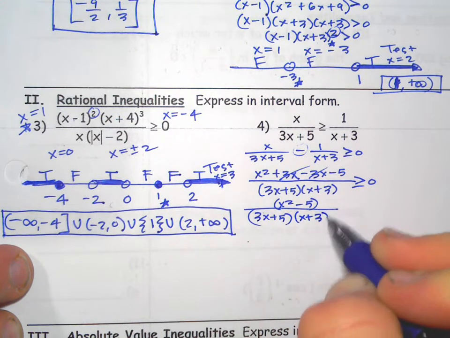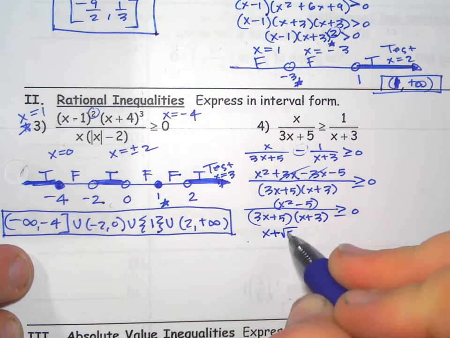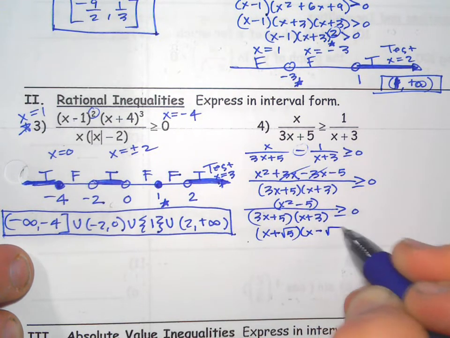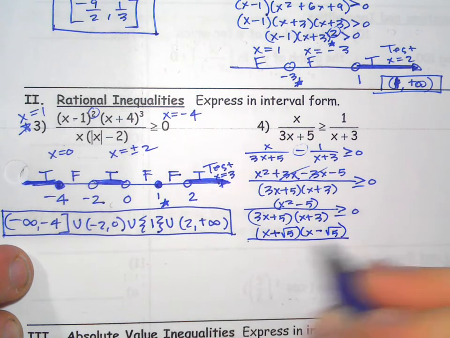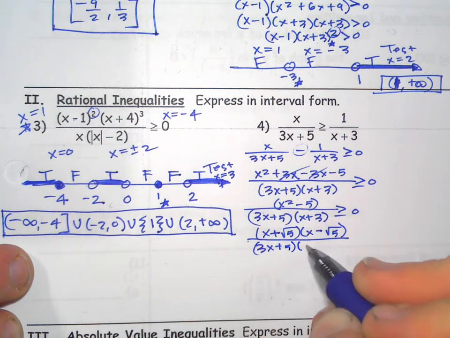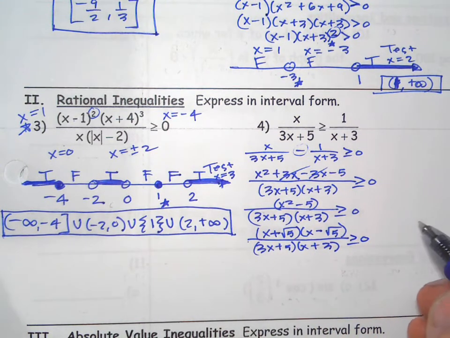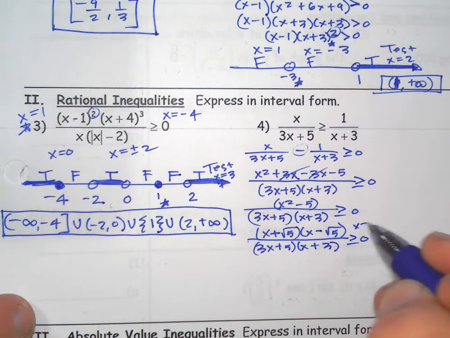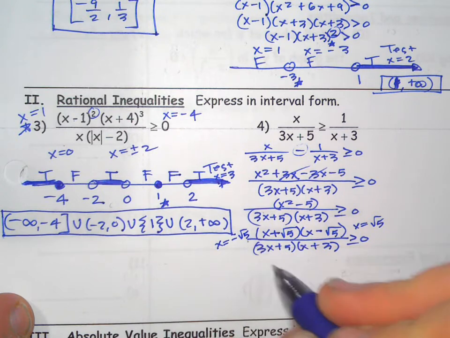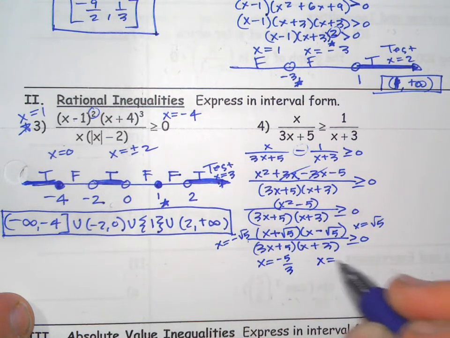Factor the top, or solve it. I like to think of it as a difference of squares. I think that's quicker than a couple of other ways you could do it. All right, so we get x equals √5, x equals -√5, x equals -5/3, x equals -3.